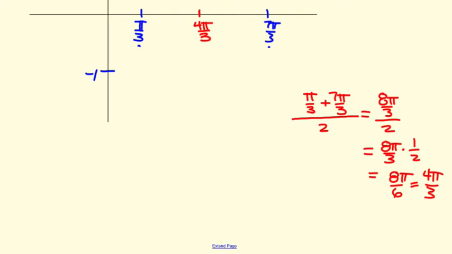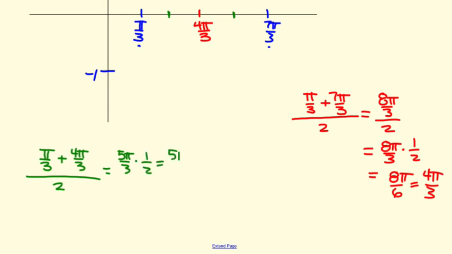Now we have to split up into 2 more equal parts, here and there. So we use the midpoint formula again. Pi over 3 plus 4 pi over 3, what's the halfway point? So you add the 2 pieces together and divide by 2. So we get 5 pi over 3. Divided by 2 is the same thing as multiplying by 1/2. Then you get 5 pi over 6.